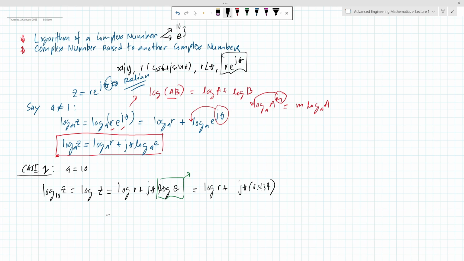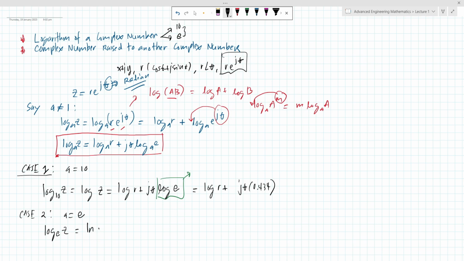How about the next case? So when the base is e, case 2. By the way, logarithms with base e are called natural logarithms. So the log of j to the base e. When the base is e, you can write log to the base e as ln. It is also read as ln, natural log.